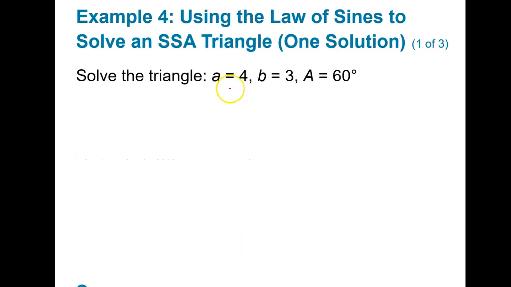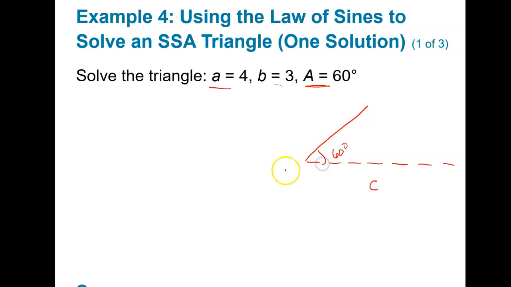A is the pairing of the side length and the angle. B is the opposite, so this goes by the picture we've been used to. You can dash this, since it isn't actually a known side length. We don't know how long this side length is down here. That's our C.